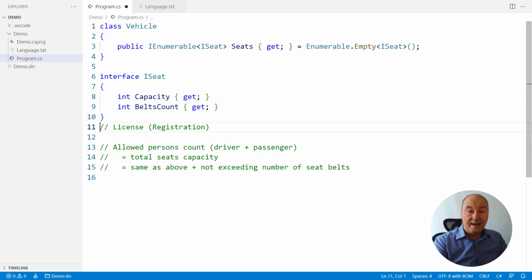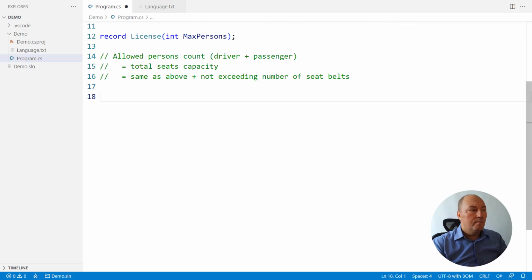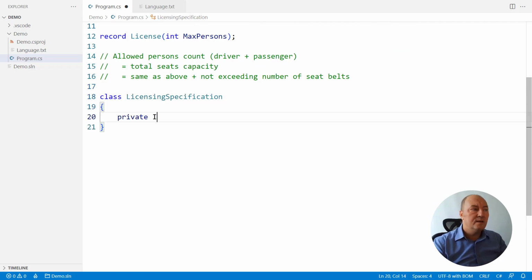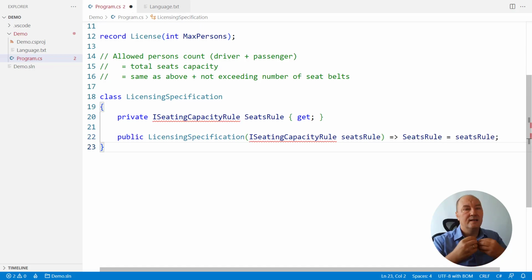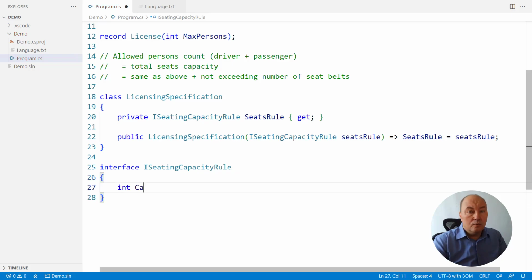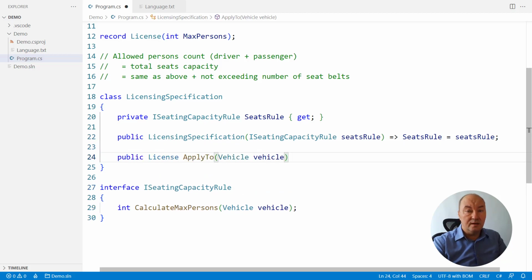So we move on to the license. At this moment, we're only concerned with knowing the maximum number of persons in the vehicle. So let's model that. How do we calculate that? How do we create the license instance? That is this set of rules that is driven by the legislation, by the laws, which we must implement. So, let me introduce a separate class which represents the specification of the licensing rules so that we can subject the vehicle to that specification and get the details of the license out. So the seat capacity rule will be an abstraction because we already know of two kinds of it. And the specification will construct a license, given the vehicle again.